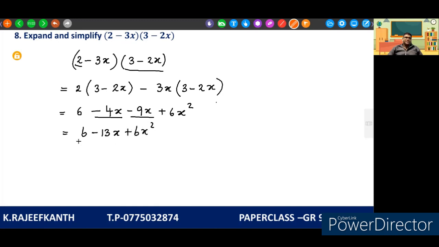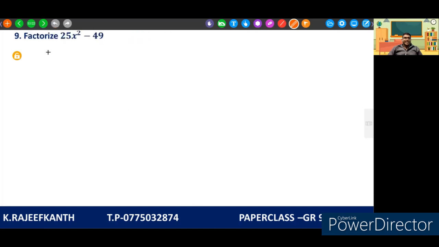So first we have to remove the brackets. After that we have to simplify the terms, right? So then the answer is 6 minus 13x plus 6x squared. Then question number 9.